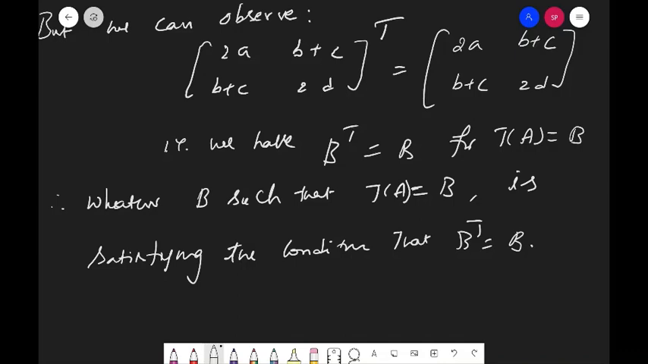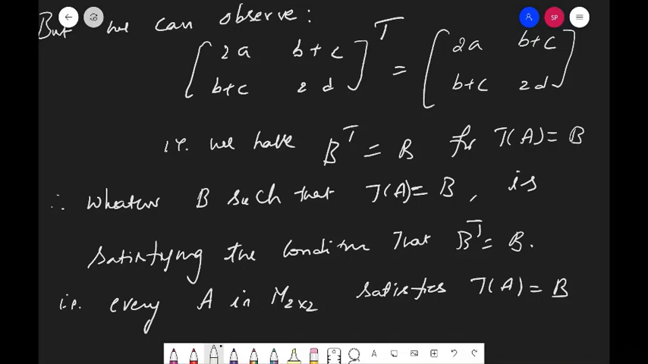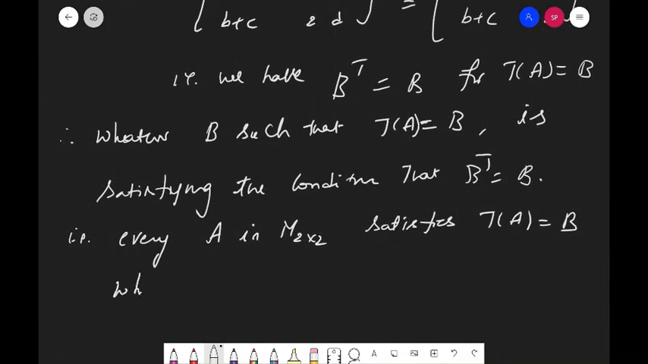So what do you mean by that? That is, every A in M2 by 2 satisfies T of A is equal to B where B transpose is B. That is what we have done: for whatever B with B transpose equal to B, there is a matrix A with entries a, b, c, d in M2 by 2. This is the third one.